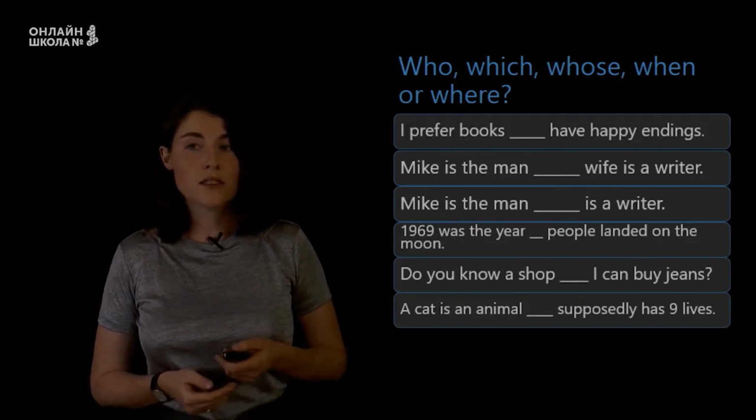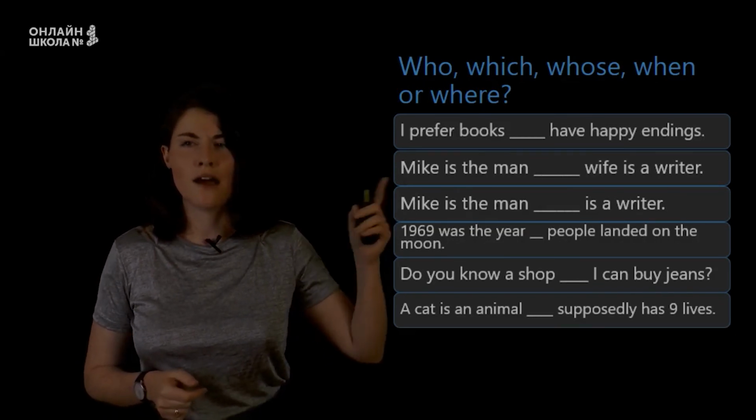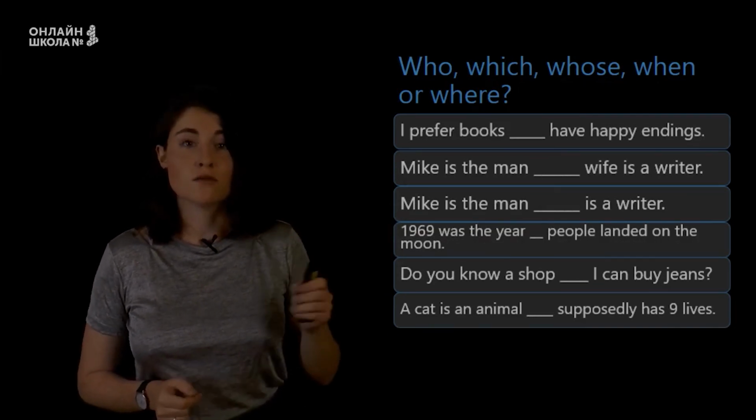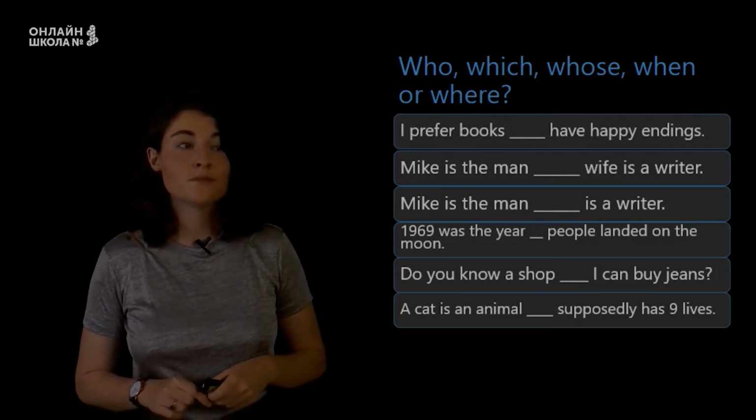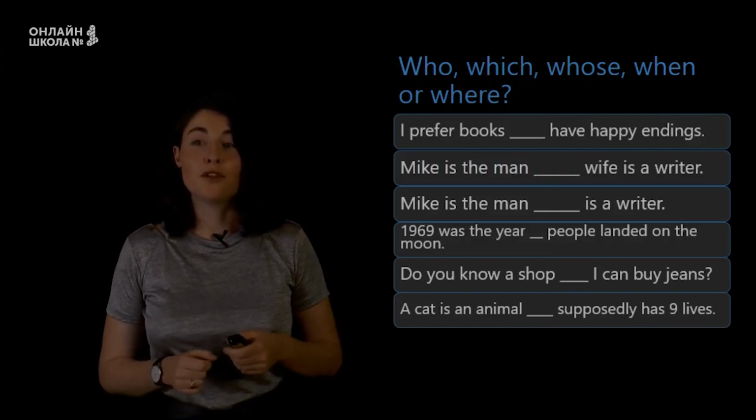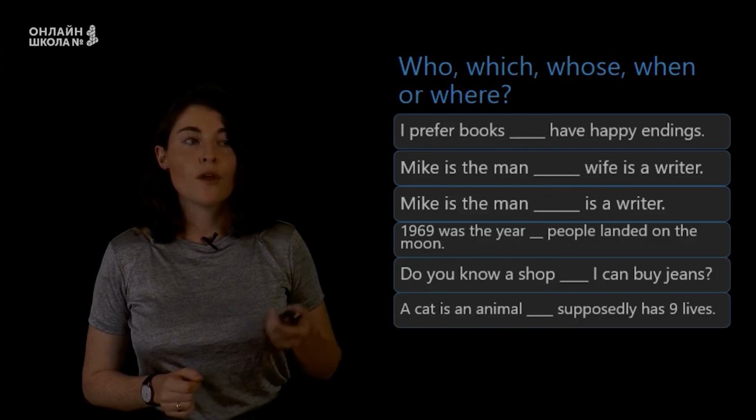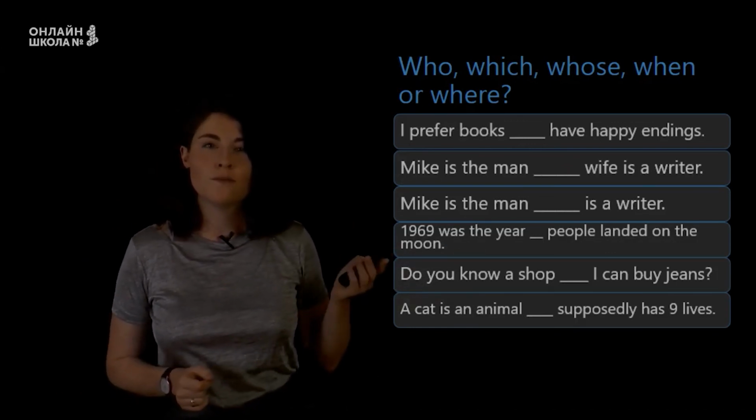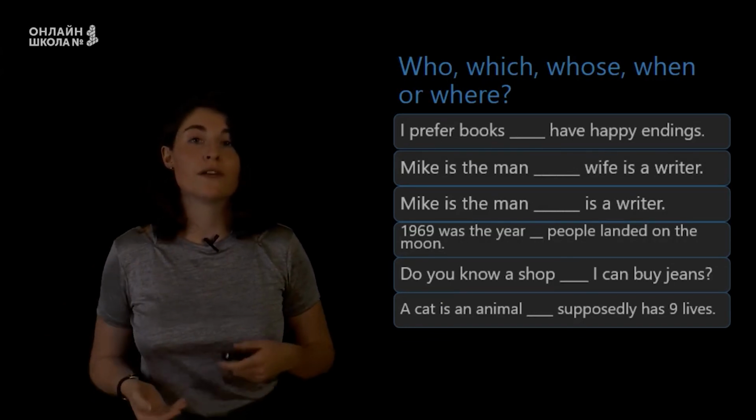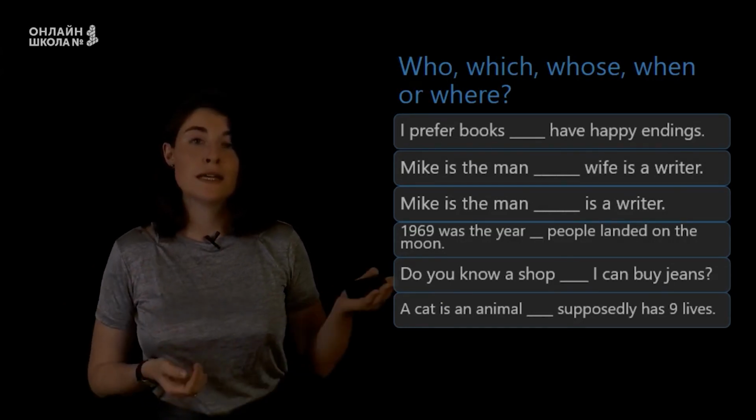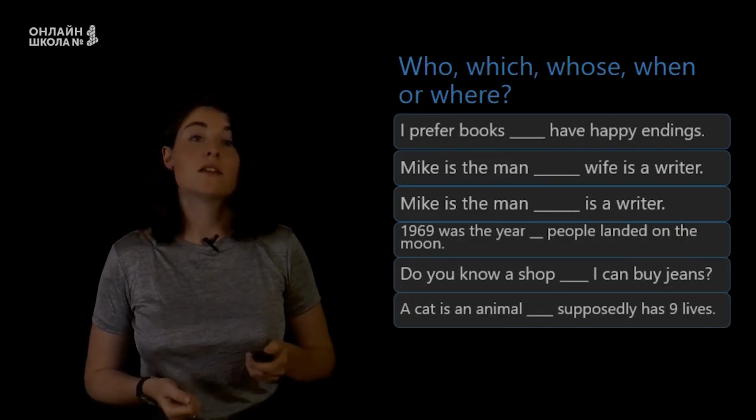Next one. A cat is an animal, supposedly has 9 lives. Вы, наверное, возможно, испугались слова supposedly. Supposedly — это предположительно. Ну, то есть кошка — это животное, и у него предположительно есть 9 жизней. Да, тут я ничего не могу доказать. So, here we're speaking about an animal. And when we are speaking about an animal or a thing, we're using a pronoun which. And a cat is an animal which supposedly has 9 lives.